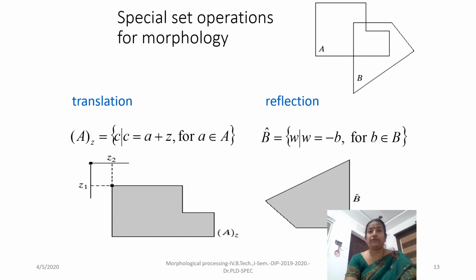How you represent a reflection, I have already explained in the last slide with the small figures. B cap is represented as the set of w such that w equals minus b, which is the reflection, for b belonging to B. This minus b is the reflection of that b, where b belongs to the set B. That is the representation of a reflection.